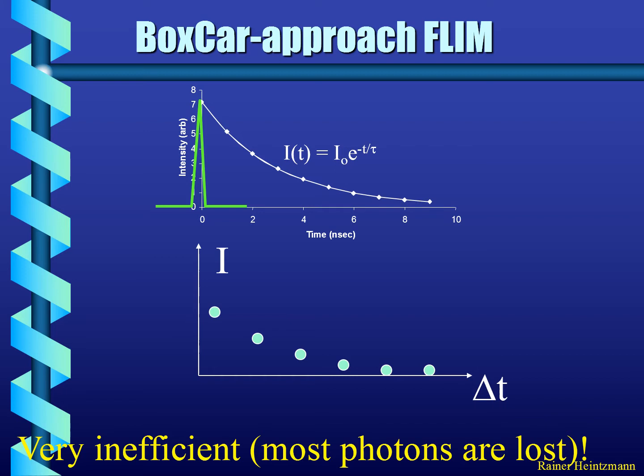and that is a big disadvantage of the boxcar approach. But an advantage is you can be fairly fast, because you can acquire this with a multi-channel plate, for example, over the whole field of view simultaneously and get reasonable throughput of photons. So that means you don't have to wait forever to get a good fluorescence lifetime image.